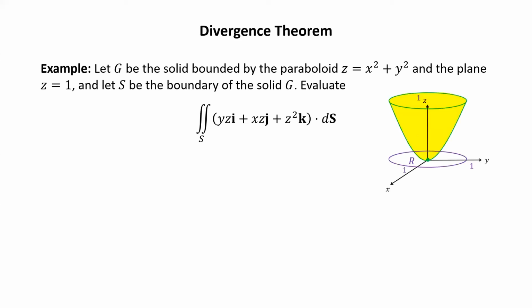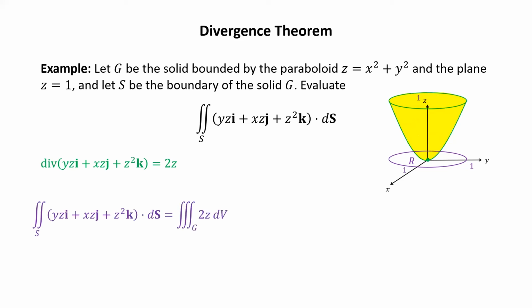Here's a picture of the paraboloid, z equals x squared plus y squared. And notice that I labeled a 1 there for the top of the paraboloid where it's intersecting the plane z equal to 1. The divergence of yz i plus xz j plus z squared k is just 2z. Notice that the partial of the first component with respect to x is 0, the partial of the second component with respect to y is 0, and the partial of the third component with respect to z is just 2z. So this surface integral by the divergence theorem is the triple integral over G of 2z dV.